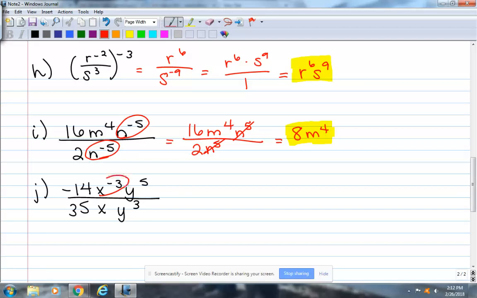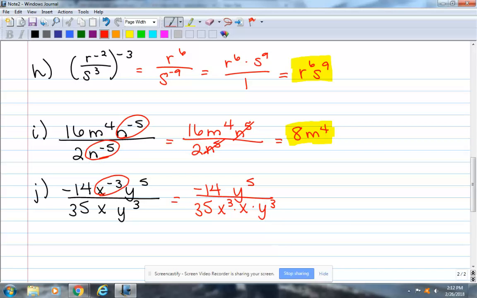This x on top. So that means you're going to move that x to the 3rd to the bottom and make it positive. So everything else is staying where it is, except for putting an x to the 3rd on the bottom. And I'm going to stick it by the other x because those are like bases, aren't they? So I just stick it somewhere close to its like base. So all I did differently is this x to the 3rd is on the bottom now where it was a negative 3rd on top.